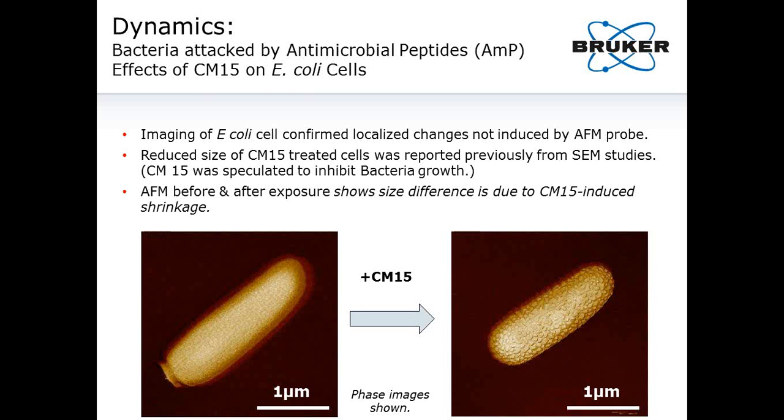The CM15 exposed cell is smaller. This is in agreement with SEM observations by Hartmann et al. However, SEM observation requires fixation, while AFM permits nanometer precision size measurement on a live cell before and after exposure. The SEM study raised the possibility that CM15 exposed cells are inhibited in their growth. The AFM data clearly shows that a live cell exposed to CM15 undergoes shrinkage.